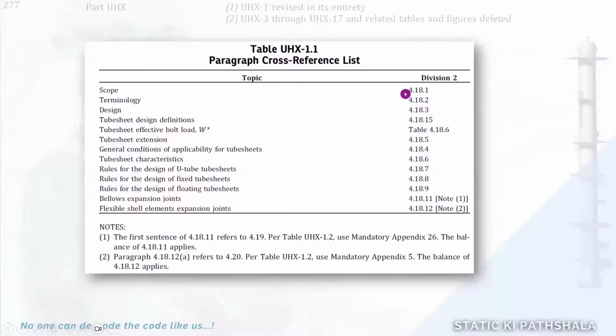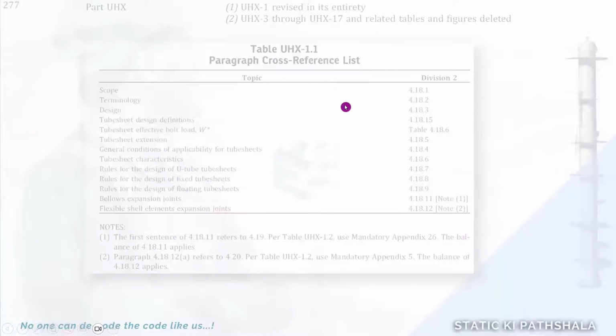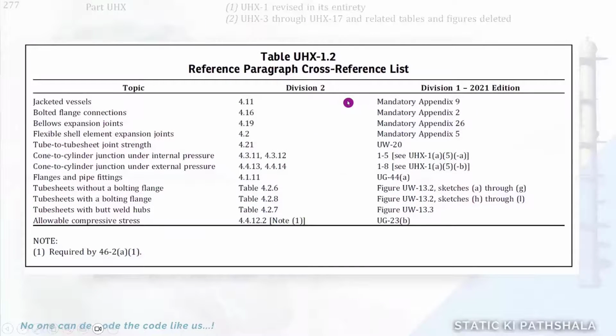So for scope, you have to refer to 4.18.1. For fixed tube sheet heat exchangers, you have to refer to 4.18.8. For floating head, 4.18.9. And for U-tube, it is 4.18.7. So with the help of Division 1 only, we are now not in a position to perform the calculations. Even for jacketed vessels, bolted flange connections, bellows expansion joints, and for mandatory Appendix 26, you can see that these are all the references.